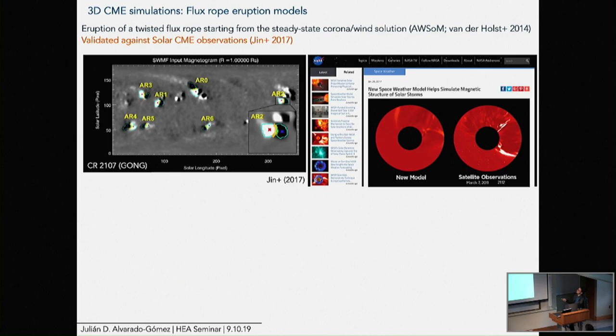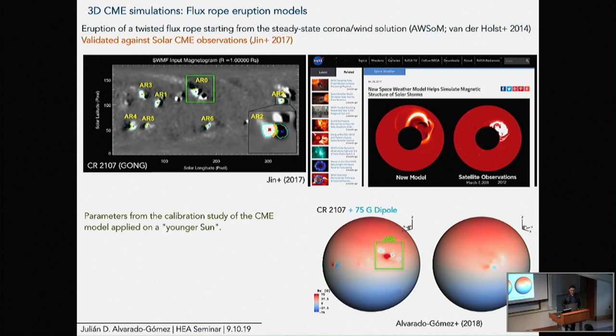This is how the model predicts the CME going away, and this is compared to a particular observation of a CME. This is very important for us because we want to use models that have some sort of grounding to the best known star, which is the sun. So we took this model and then we applied it to a younger sun. We make it younger, at least 4 billion years.